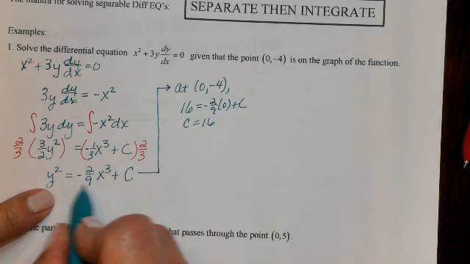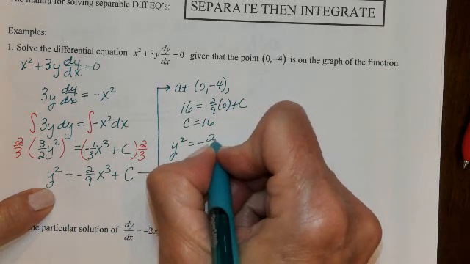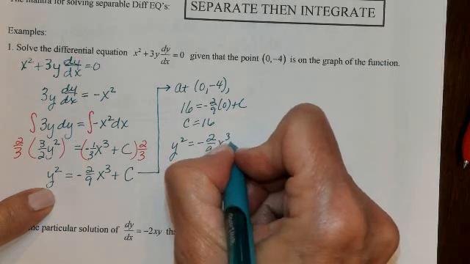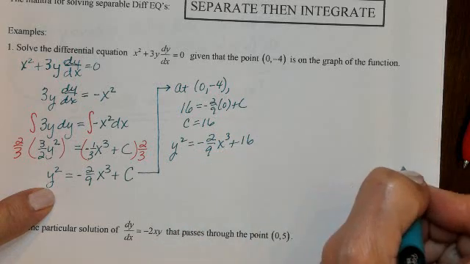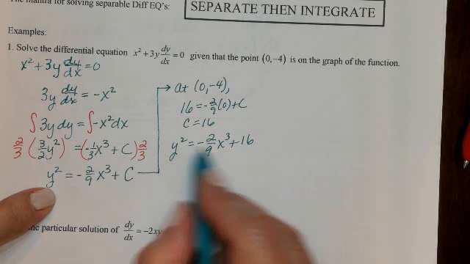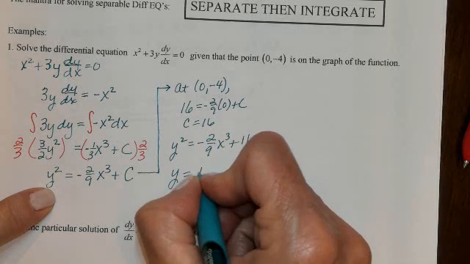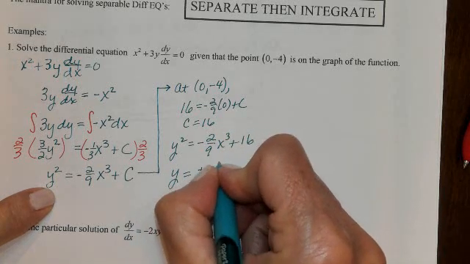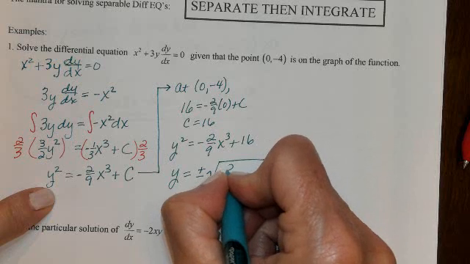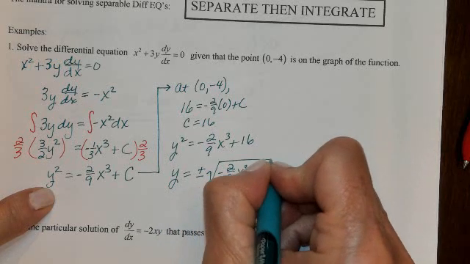Now I'm putting the c value back in for my y equation and just finishing solving for y. What do we do on both sides here? We square root. And we're going to get plus or minus the square root of -2/9 x cubed plus 16.